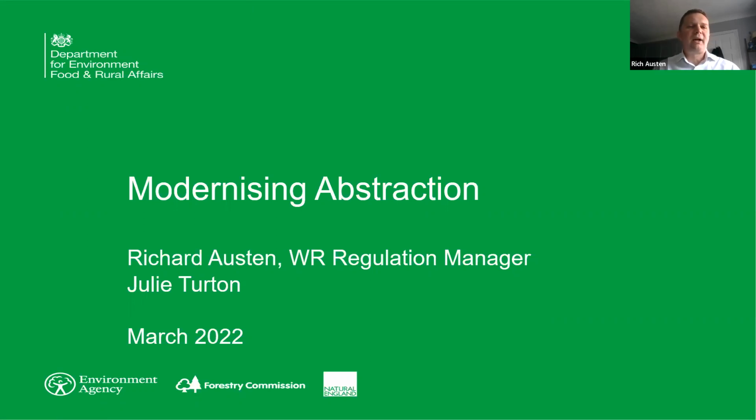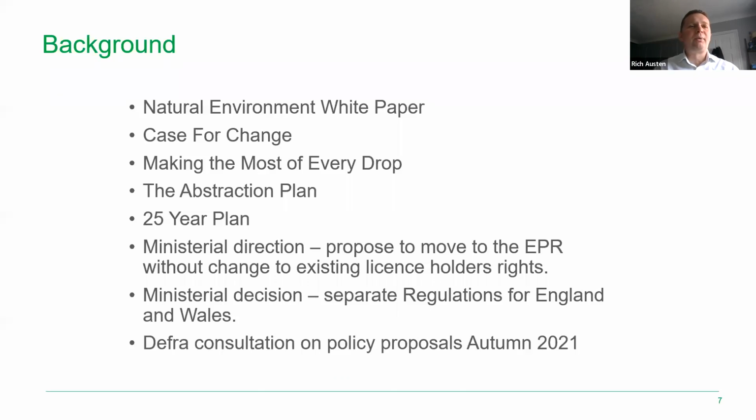We wanted to talk to you today about the process of moving abstraction and impoundment across into the environmental permitting regulation. At the moment, we regulate abstraction from a source of supply from the environment, and also impounding rivers and other sources, through a licensing system. That's been in place since the 1960s, and it is out of date. There's no doubt about it. It's legislation that's changed very little since it was introduced. It's paper-based, and it is not fit for the way we want to regulate in the future.